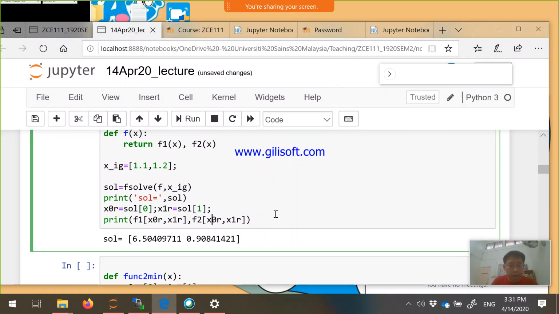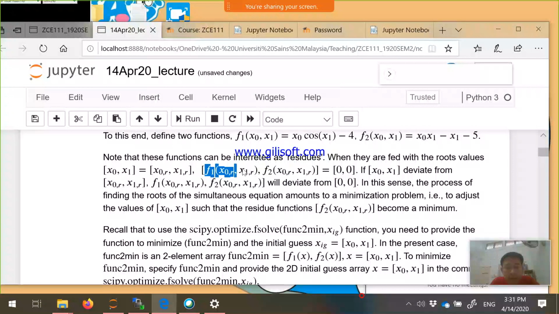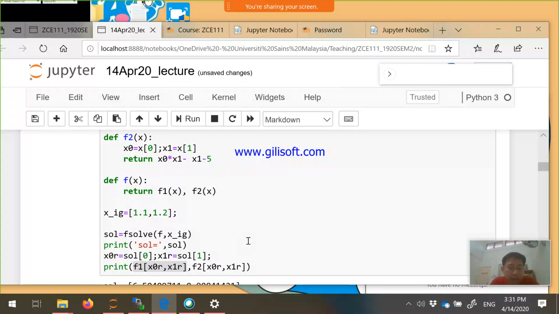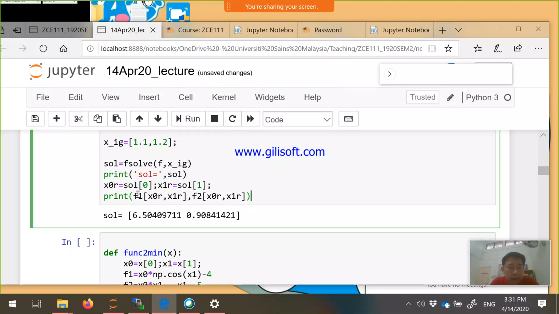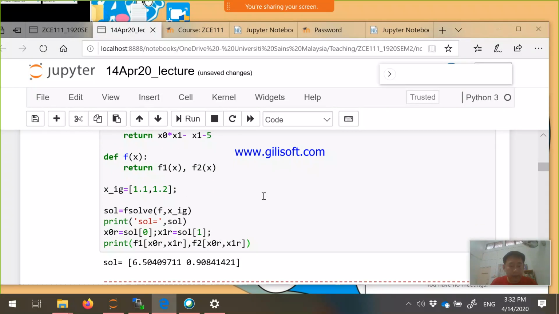So if you have found the roots, then what do you expect for the values of f1 and f2? Obviously, if you have found the roots, then f1 will be 0, and f2 will also be 0. So I expect that when I press the button, I will see these print out 0 and 0, or very close to 0. What happened?